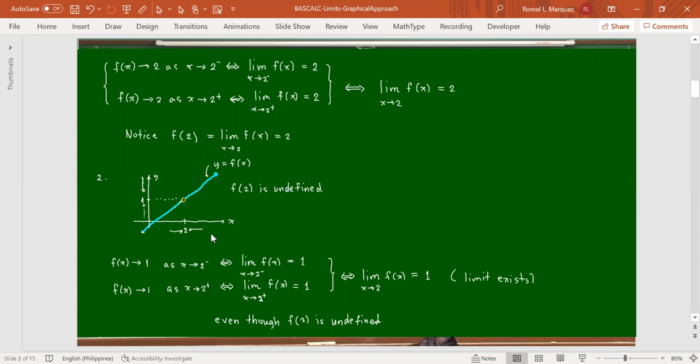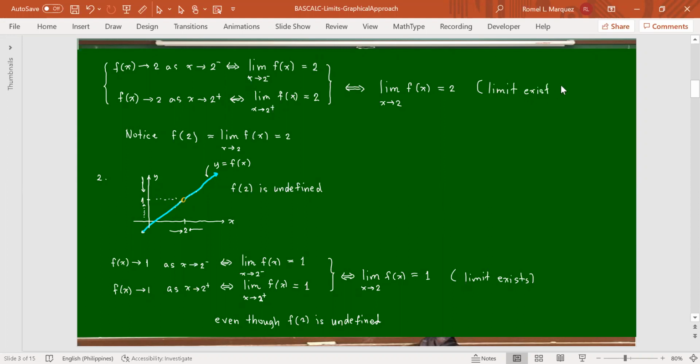As long as you can travel along the curve going to that value, not necessarily that the function is defined there. Is that clear, guys? Yes po, sir. That's the difference between the limit and the function value. The limit may exist even though the function value is undefined.